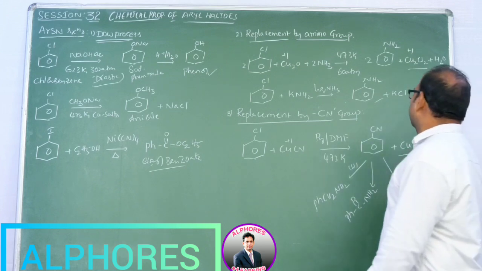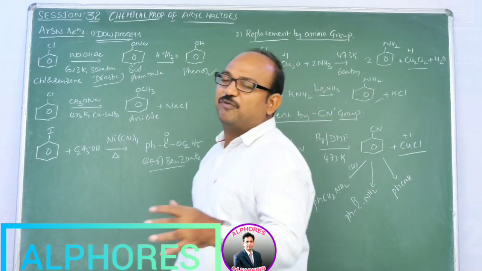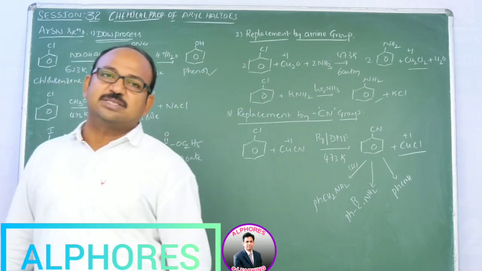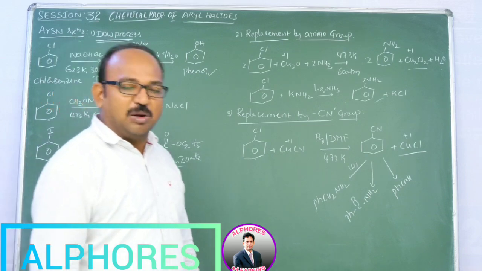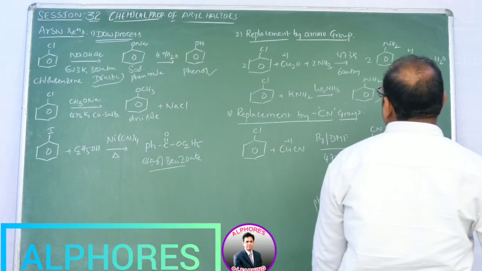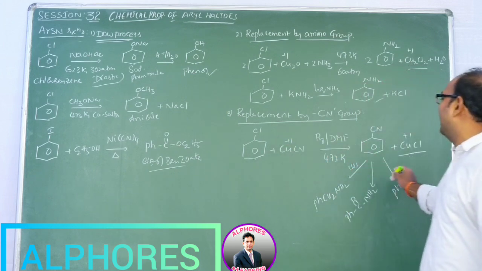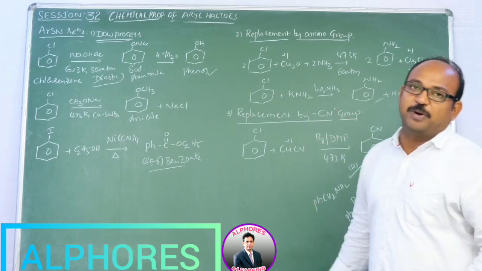Along with that, the cuprous chloride, again plus 1 oxidation state, but this reaction is performed in the presence of a weak base, pyridine or dimethylformamide. This acts as a weak basic solvent. In the presence of a weak basic solvent, Cl minus can be removed. This is the concept here in the chemical properties.